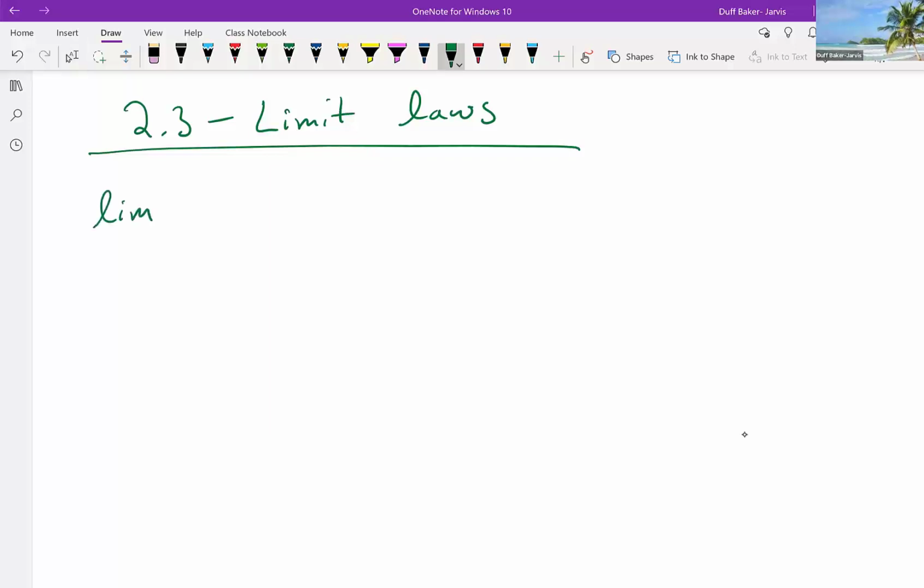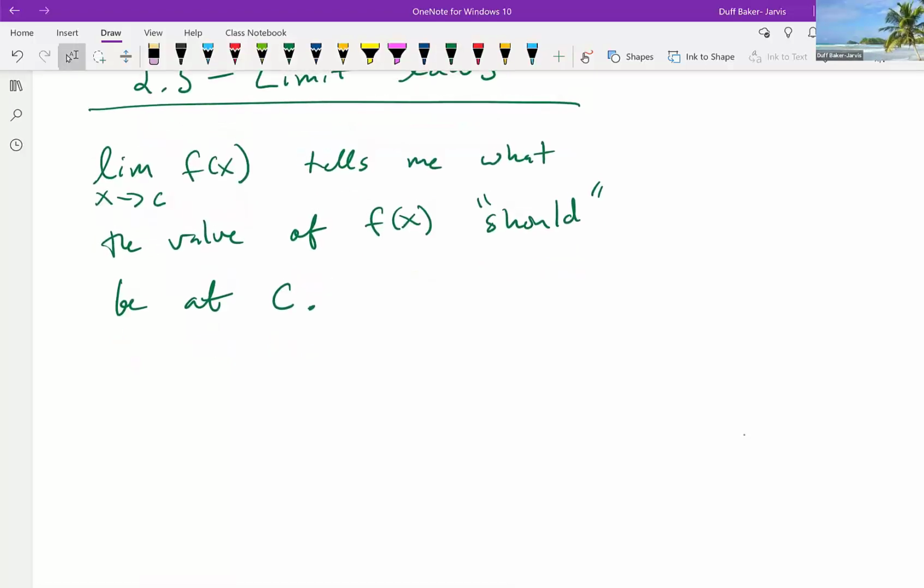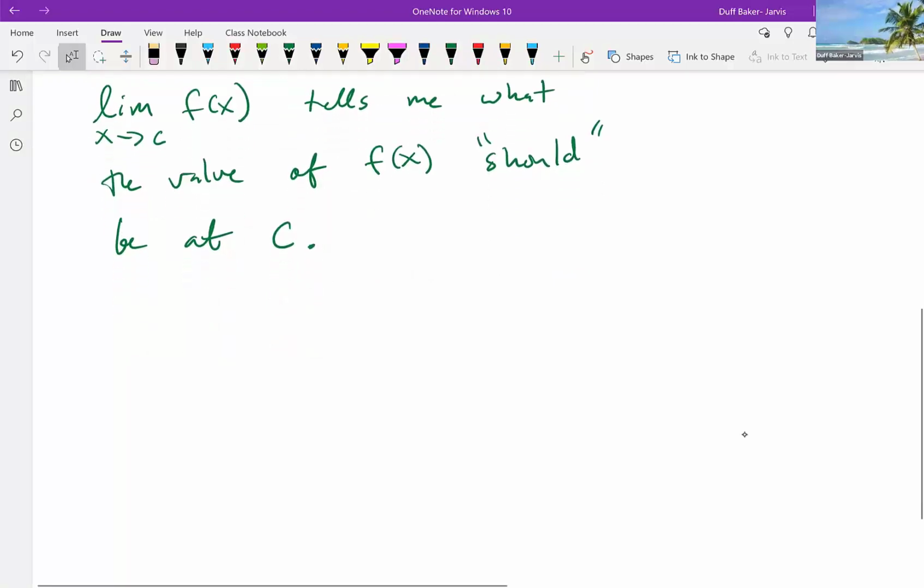We talked a little bit about this idea of a limit, right? That if I take the limit as x approaches some number c of some function, it tells me what the value of f of x should be in some sense, or what the ideal value or best value is at c. So this limit, it can be important to think about it as an operation.